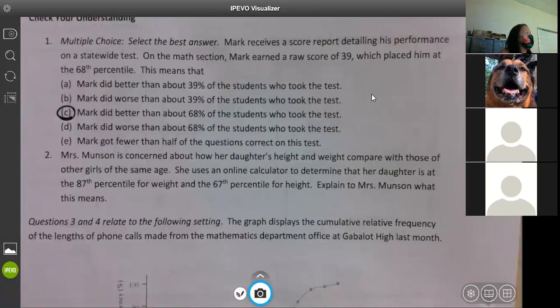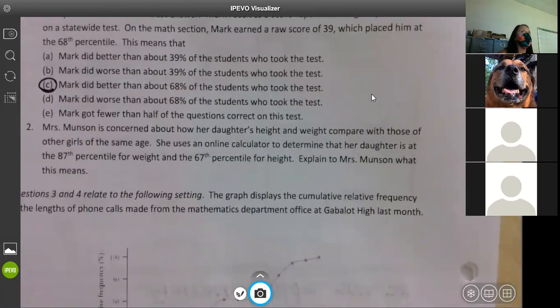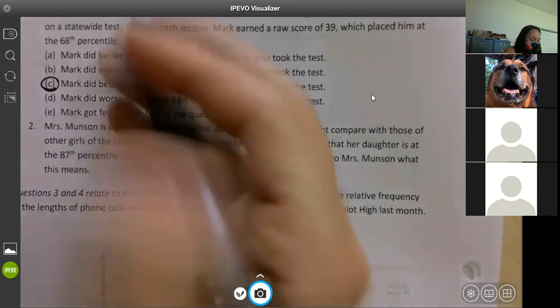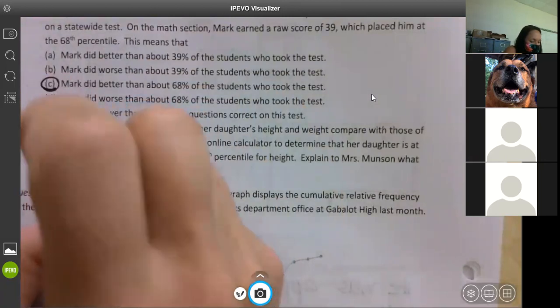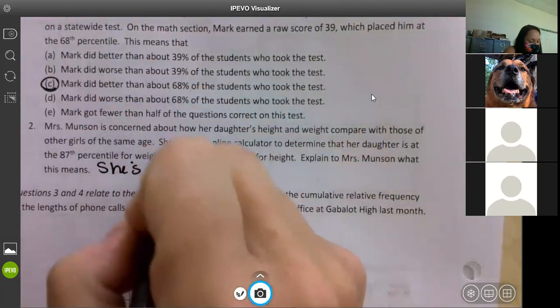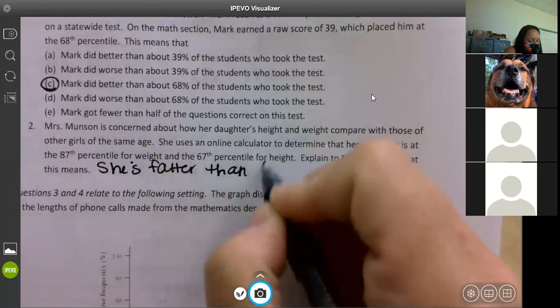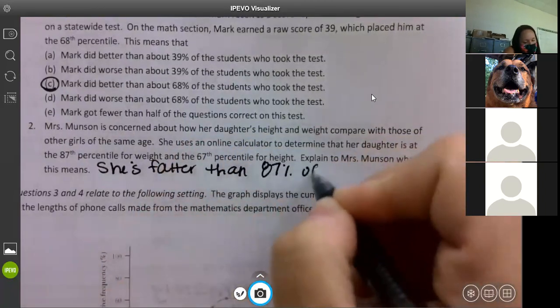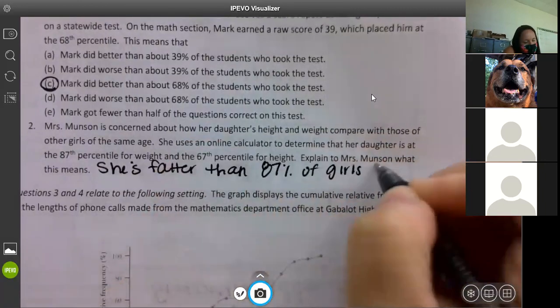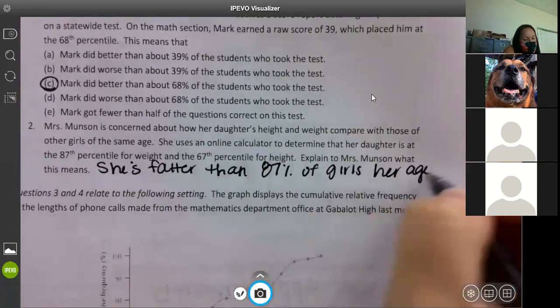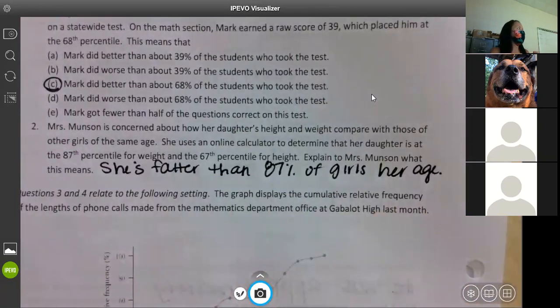I'm really mean when I answer this question, so you tell me in your own words what that means. What does it mean for her to be in the 87th percentile for weight? Then what? Explain it. Yeah, she's fatter than 87% of girls her age. And again, that's really ugly, and I shouldn't say it that way, but the reason I put it that way is because you understand it a little bit better.